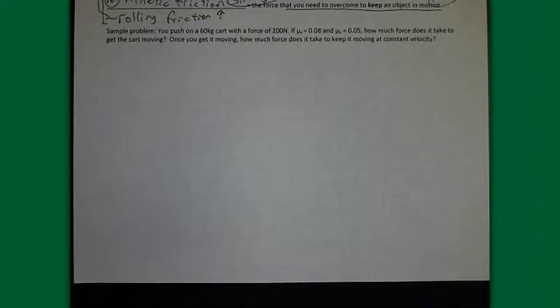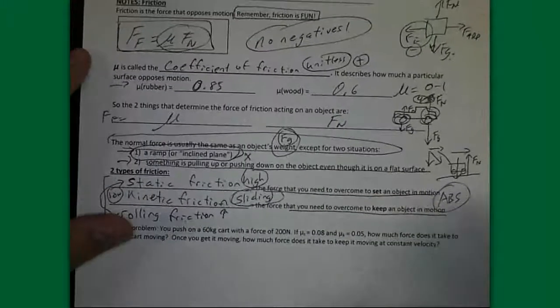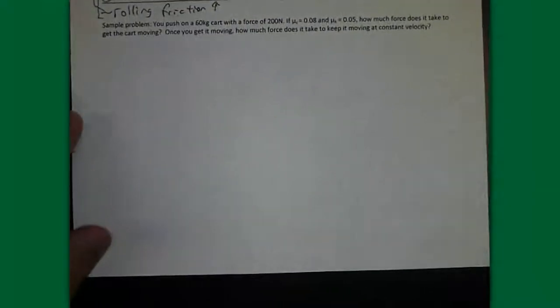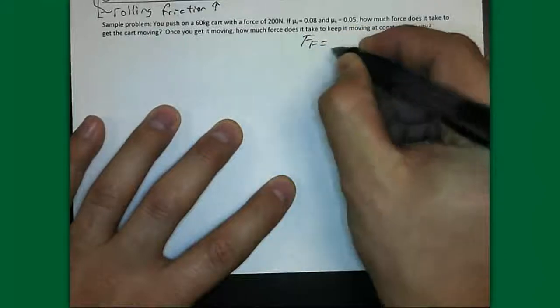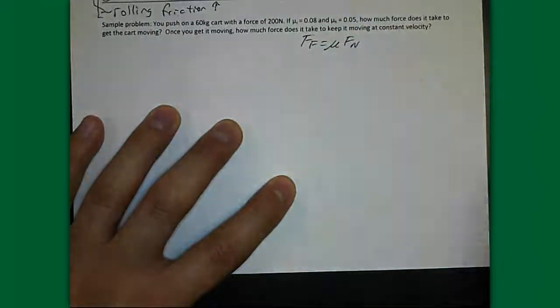All right. As with many things in this class, we can figure out the concepts, but there's going to be some math that goes along with it as well. So, with problems involving friction, basically there are going to be three equations that we're going to be dealing with. One is the frictional force equation, which we just learned today.